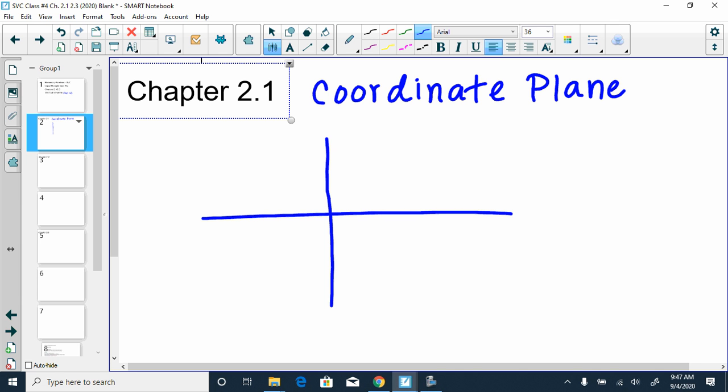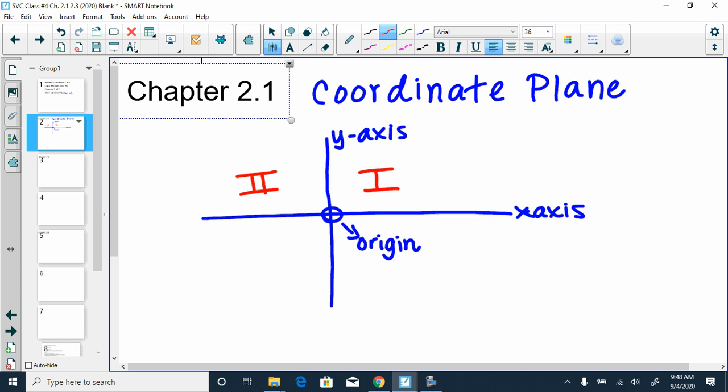Okay, so typical coordinate plane. You guys all know that this is the x-axis. Everybody knows that this is the y-axis. These are all things we already know. The center is the origin. And as far as the quadrants are concerned, hopefully you remember what quadrant's what. But if not, that is quadrant 1. This is quadrant 2, quadrant 3, and quadrant 4.